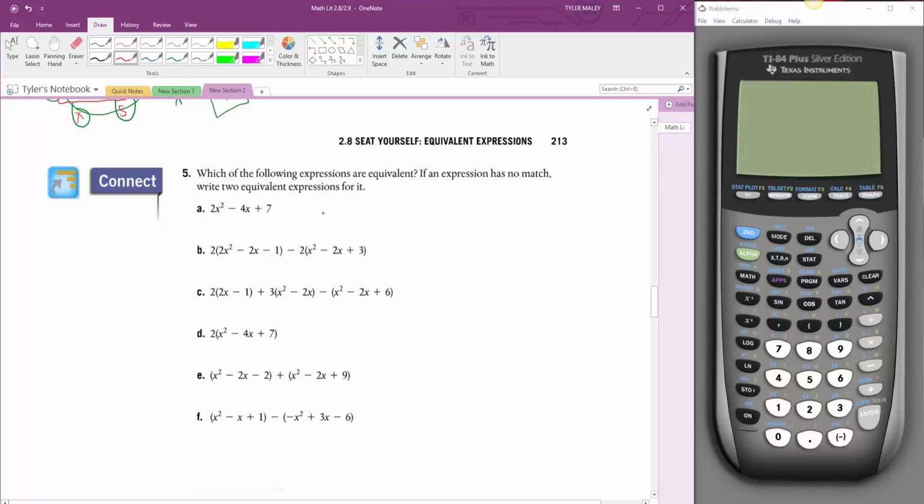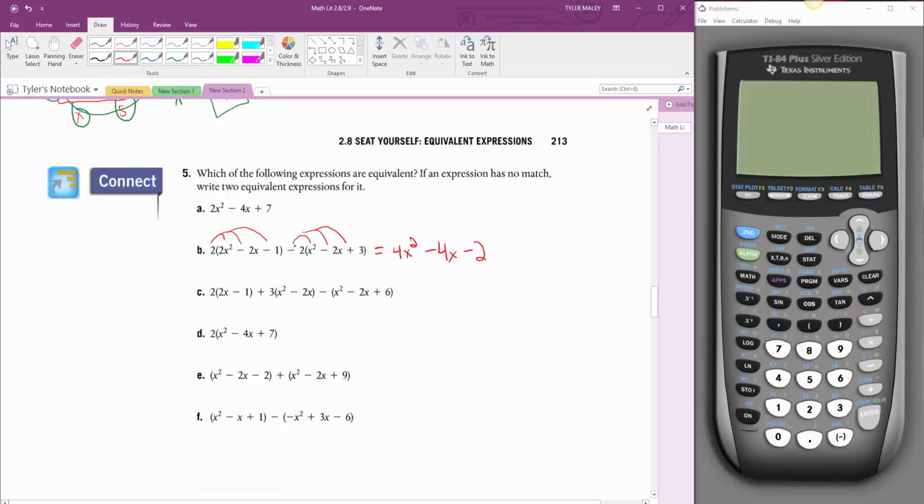So part A, there's nothing we can do to simplify this. Every term is simplified, and none of my terms are like terms. So there's nothing I can do with part A. Part B, immediately you should be thinking I can distribute. Distribute this 2 through here, and here I can distribute the negative 2 through, and then we can combine like terms. So 2 times 2x squared is 4x squared. And then 2 times negative 2x is minus 4x. And then 2 times negative 1 gives me minus 2.